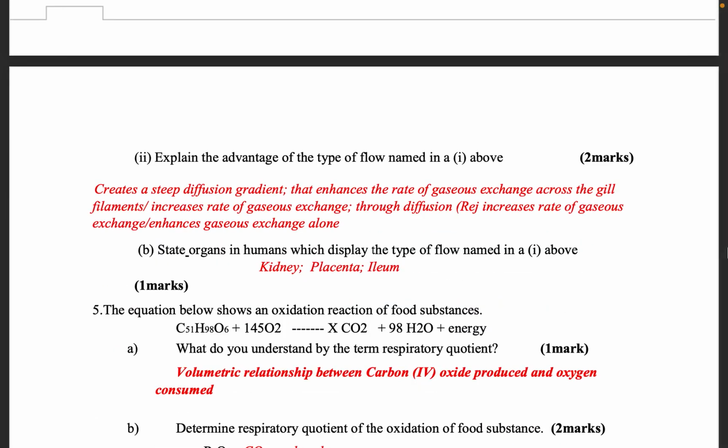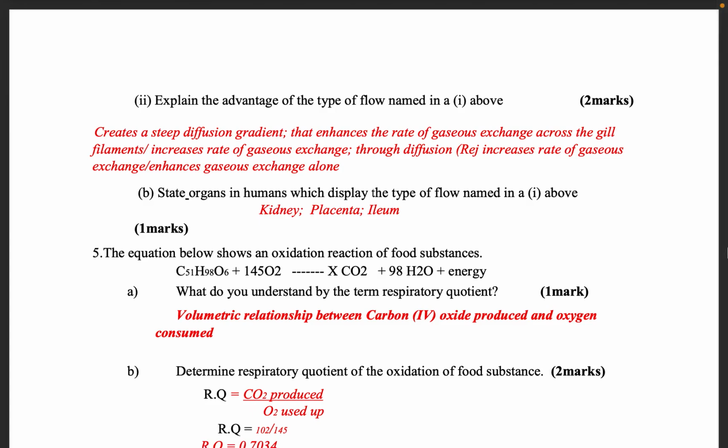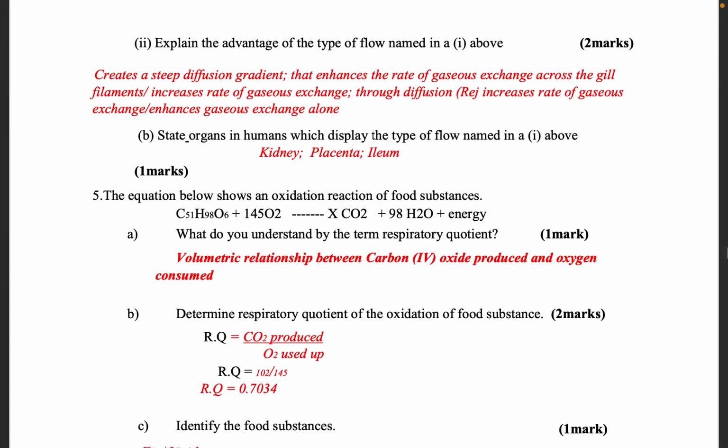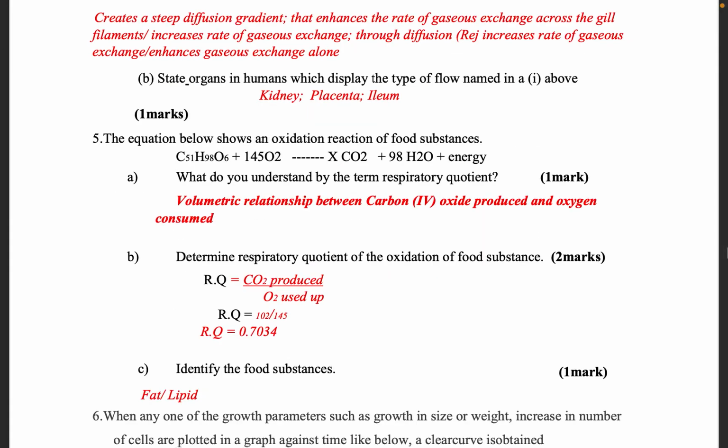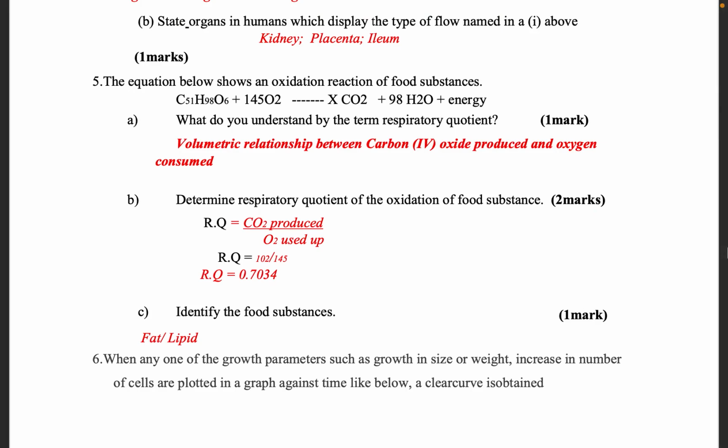Question 5. The equation below shows an oxidation reaction of food substances. What do you understand by the term respiratory quotient? Volumetric relationship between carbon dioxide produced and oxygen consumed. Determine the respiratory quotient of the oxidation of the food substance. That is how you determine it. Question 5c. Identify the food substance, that is fat.